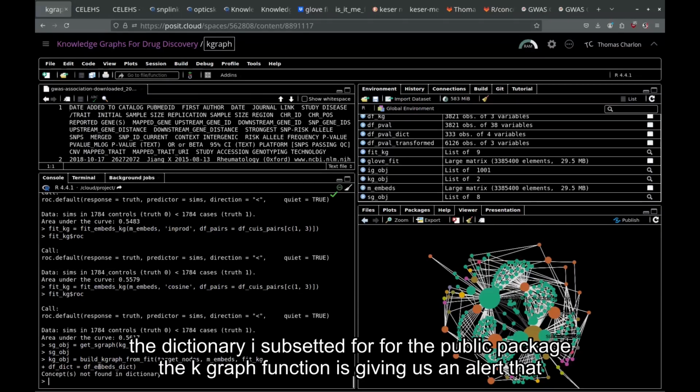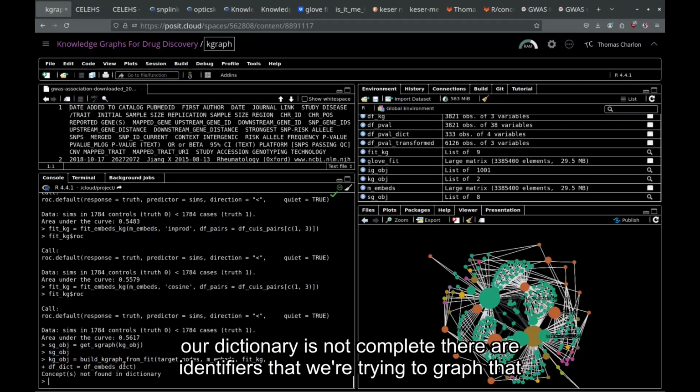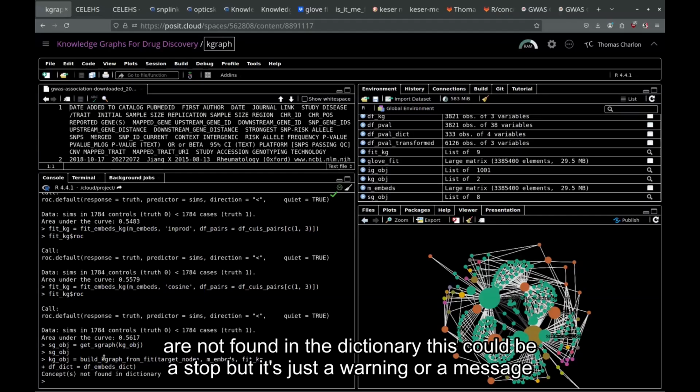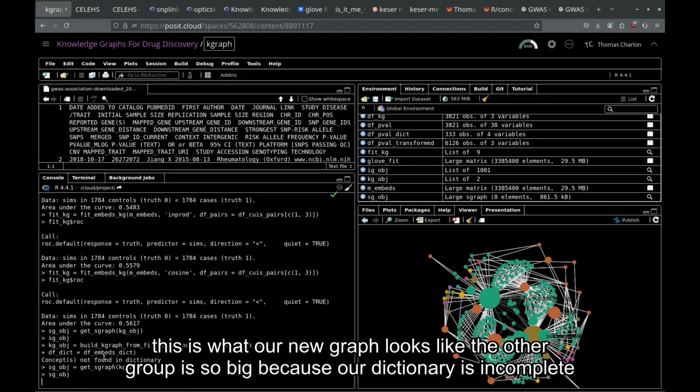an alert that our dictionary is not complete. There are identifiers that we're trying to graph that are not found in the dictionary. This could be a stop, but it's just a warning or a message.